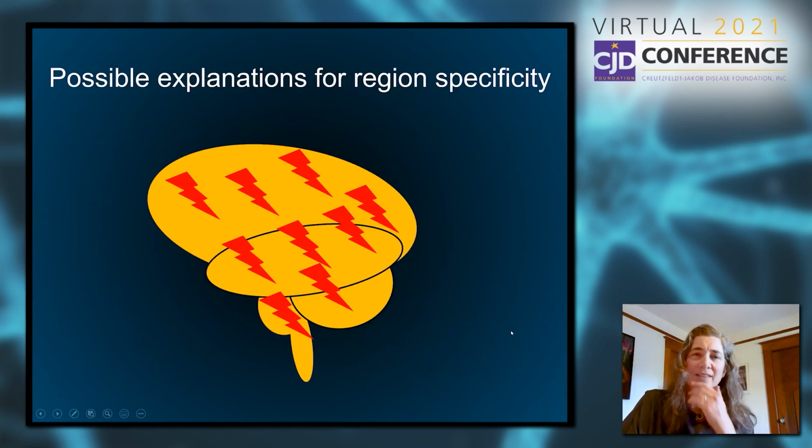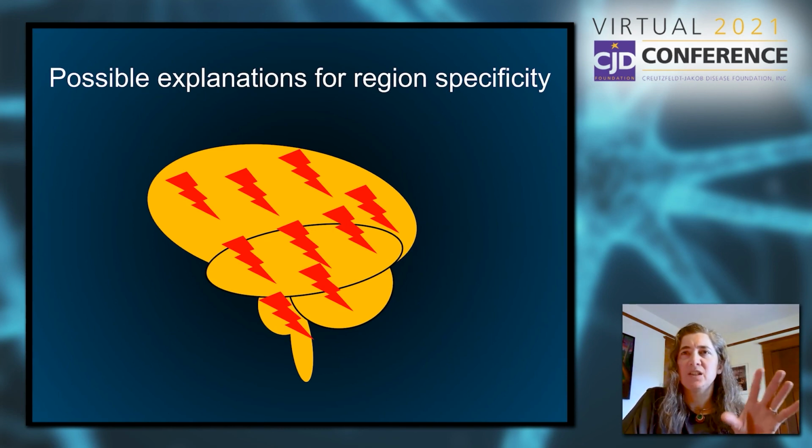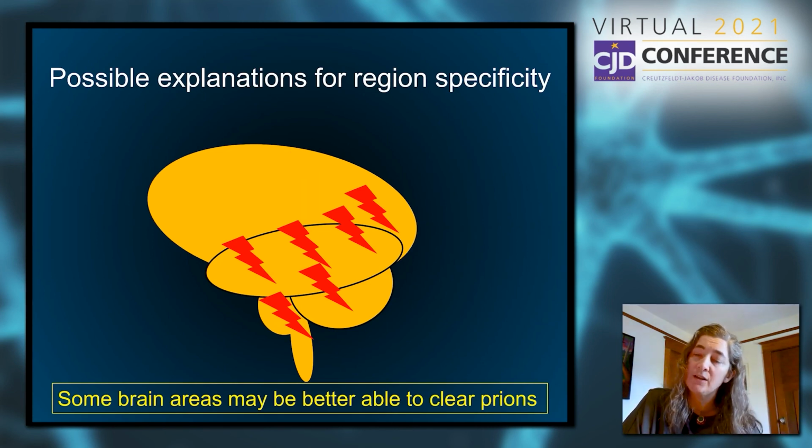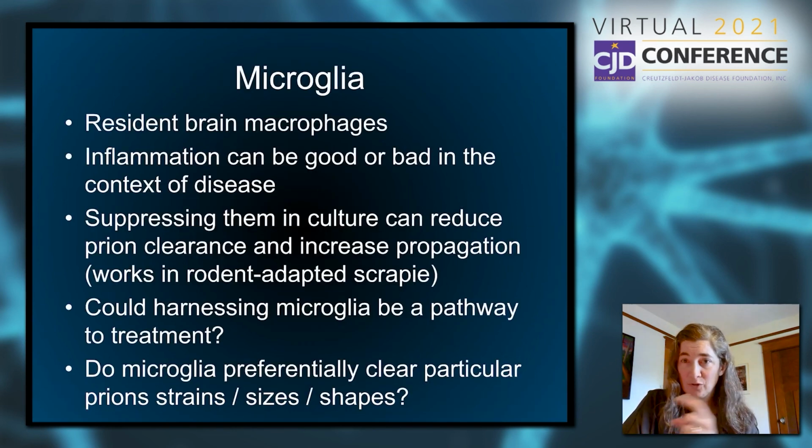So let's go back and think about this. I was suggesting that perhaps regions for specificity involved easier propagation or spread, but maybe some brain areas are better able to clear prions. That is now leading us into the microglia. These are resident macrophages, a sort of inflammatory cell, and there's a lot of literature growing that they can be either good or bad in the context of disease. We know if you suppress them in culture, you can increase infection rates. So perhaps this is our next step in human cultures.